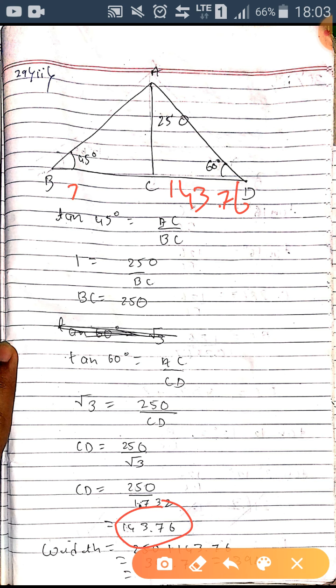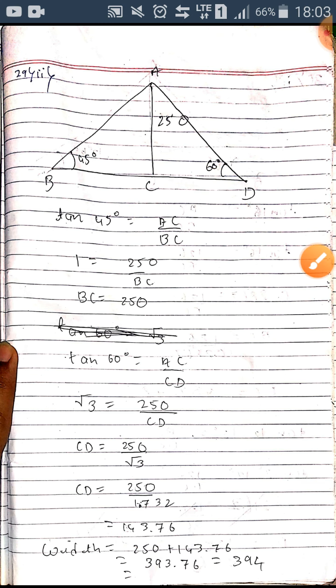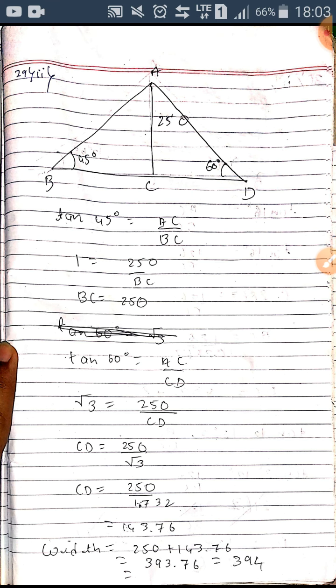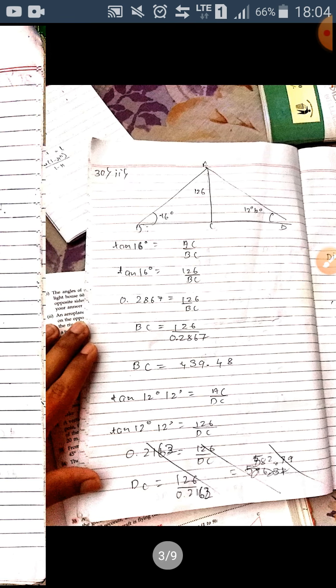Yes, so I have been asked to find out, I know that this portion is 250, I know that this portion is 250, I know that this portion is 143.76. What is the width of the whole river? Sum of these two you need to add. Now look at the bottom of the page. Width is equal to 250 plus 143.76, which is 393.76, and they have asked you to round it off completely. So 393.76 becomes 394.